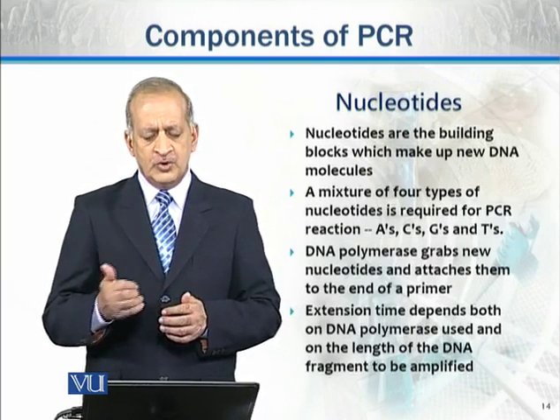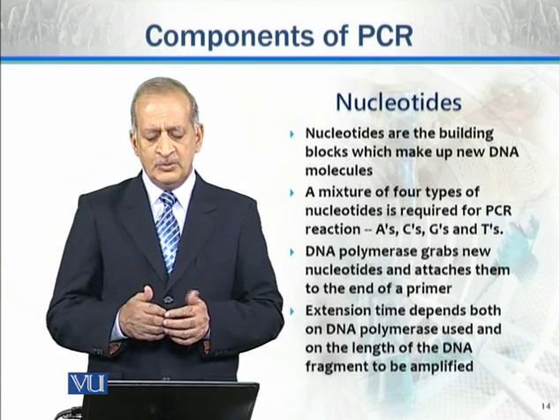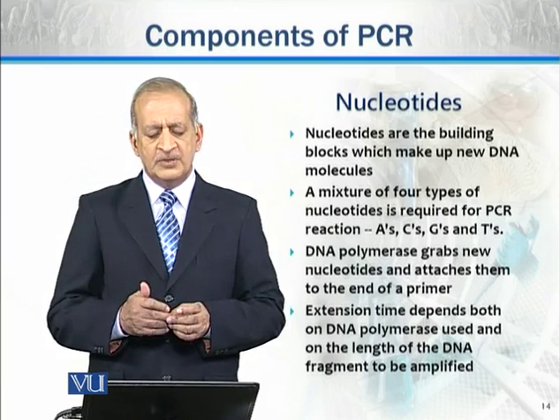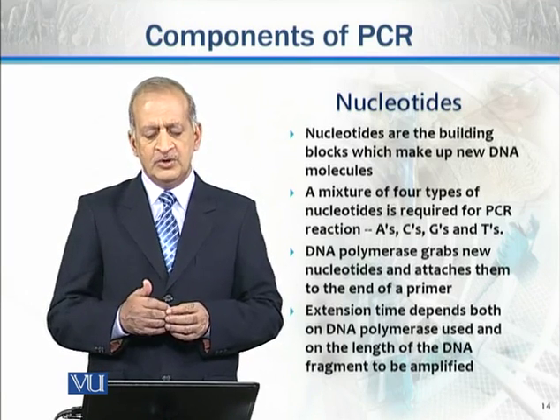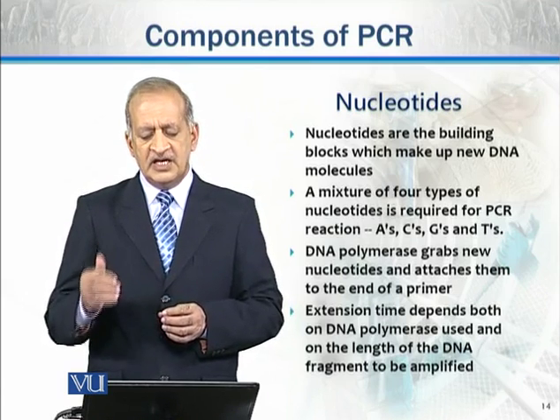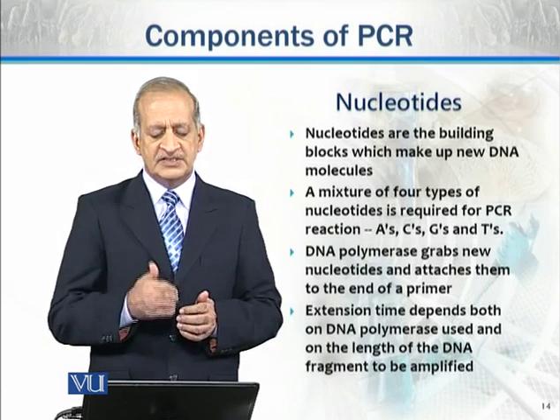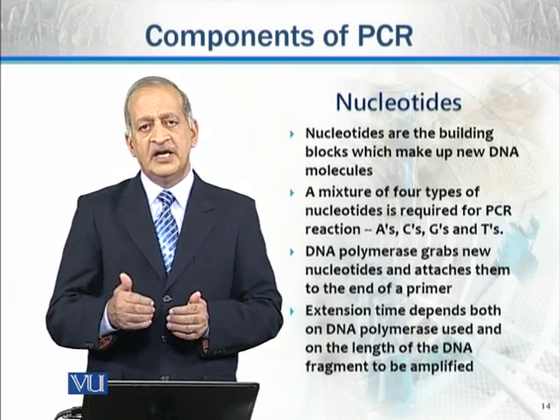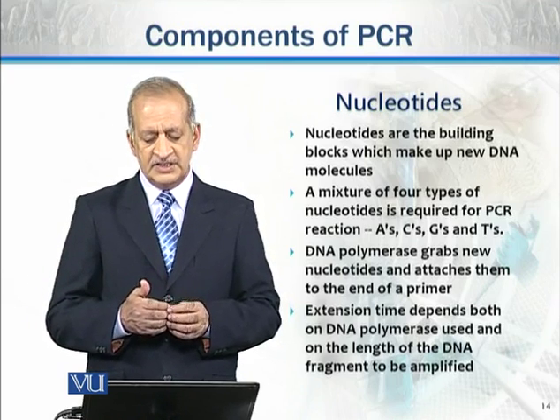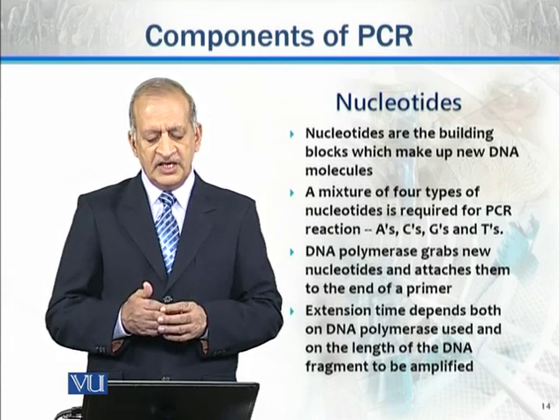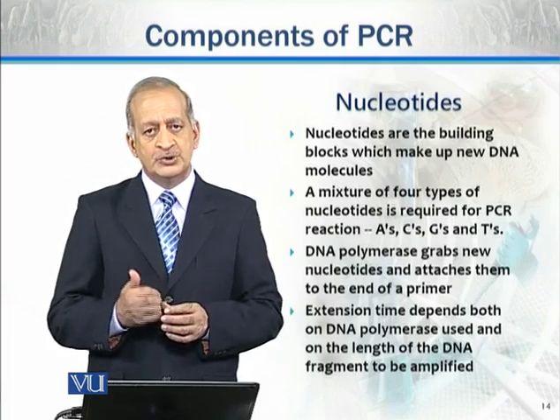Nucleotides, which are required for synthesis of new DNA molecules. What are these? Nucleotides are building blocks which make up new DNA molecules. A mixture of 4 types of nucleotides is required: adenine nucleotide, cytosine, guanine, and thymine. DNA polymerase grabs the new nucleotides and attaches them to the end of the primer, and in this way new nucleotides are added and new molecules are synthesized. Extension time depends both on the DNA polymerase which is used and the length of the DNA fragment which is to be amplified.